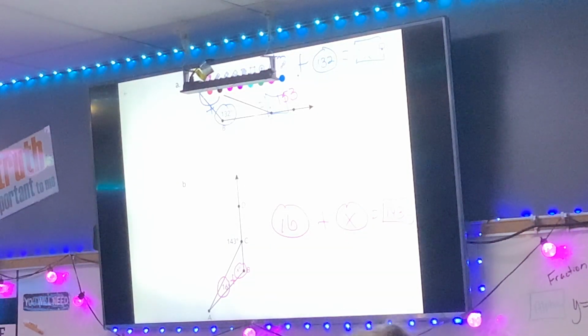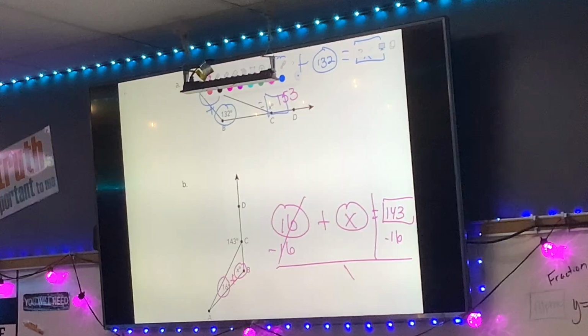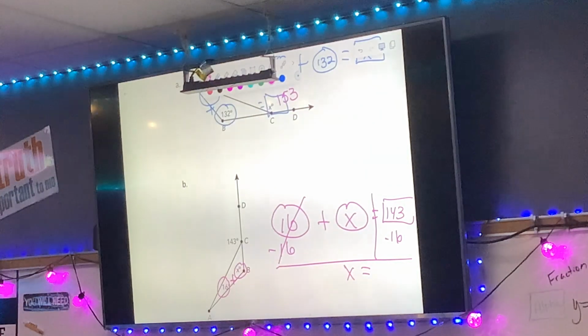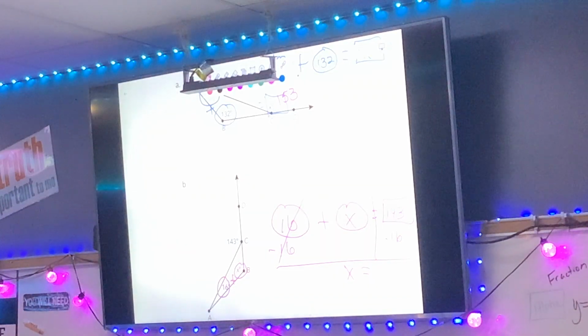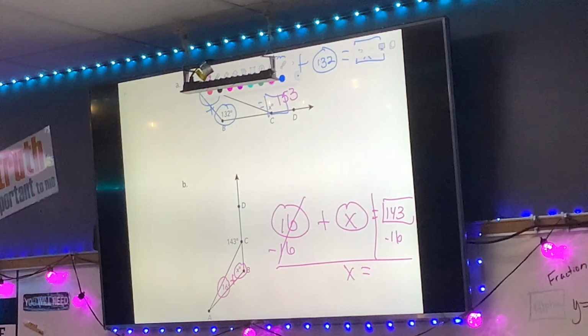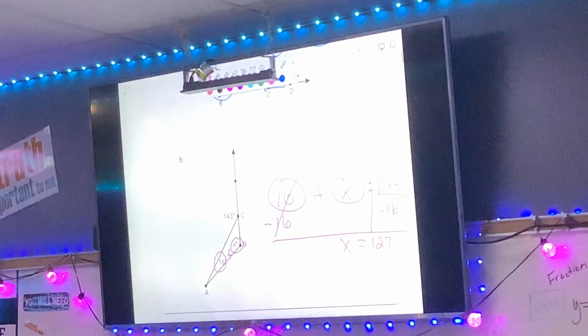How on earth do I solve that? Subtract 16 from both sides. And what do you get? Perfect. Thank you. So that is your remote interior that you were missing. You do C.